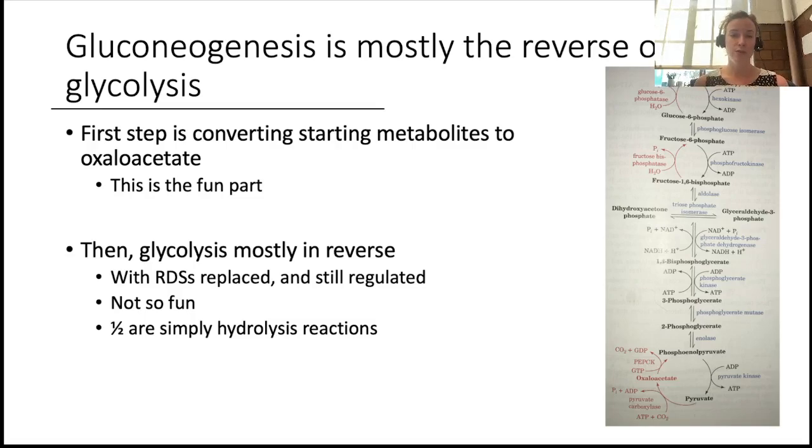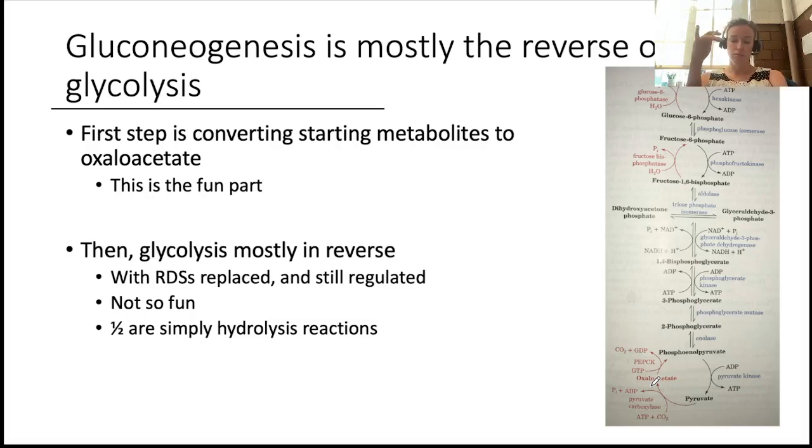So, big picture at first, folks, gluconeogenesis is mostly the reverse of glycolysis. The first thing that we have to do in gluconeogenesis is convert those starting metabolites to oxaloacetate. You can see here down at the bottom that, for example, if we're starting with pyruvate, we convert it to oxaloacetate before we get to PEP. This is kind of cool, and we'll see that happening.